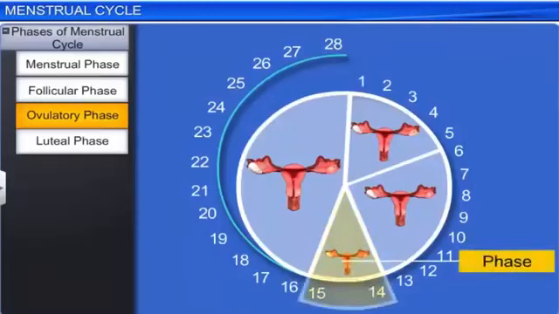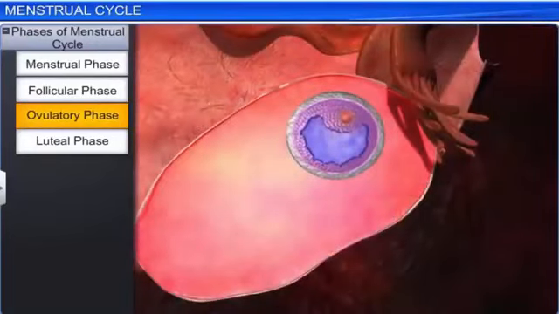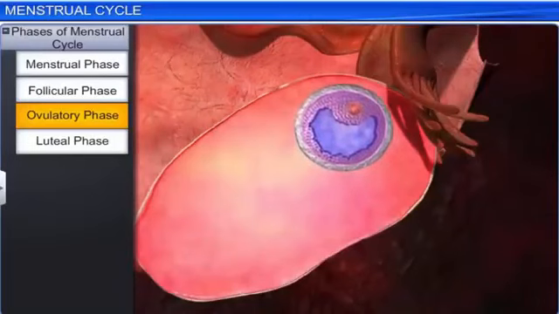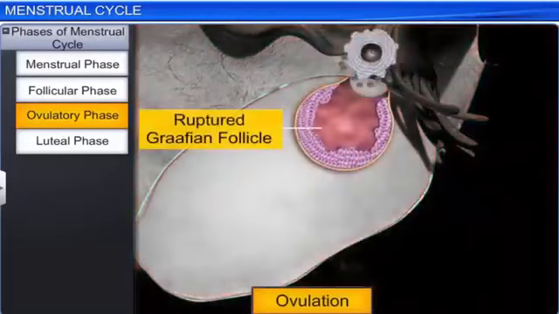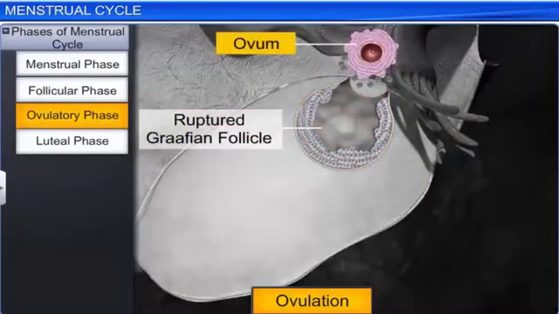The follicular phase is followed by the ovulatory phase, which occurs during the middle of each menstrual cycle. During this phase, the Graafian follicle ruptures to release an ovum or egg cell into the pelvic cavity in a process called ovulation.